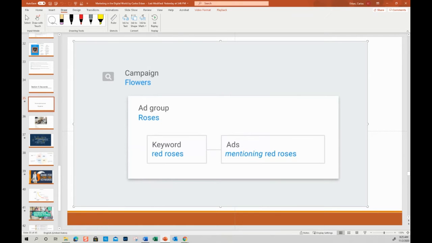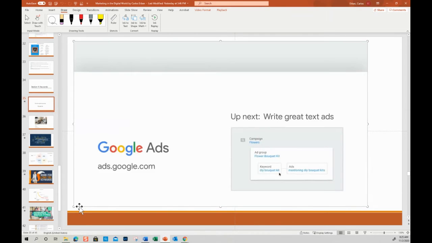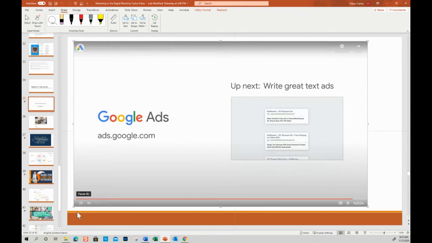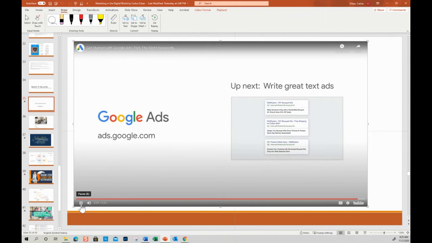Remember, a campaign is a collection of ad groups, and an ad group is a collection of keywords and ads. Now it's time to talk about writing the ads associated with those keywords. Check out our next video, Write Great Text Ads.